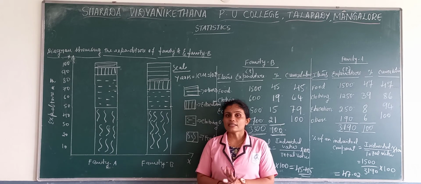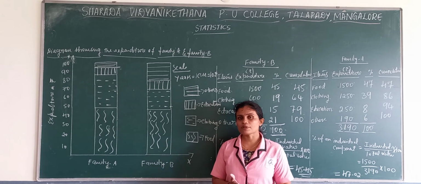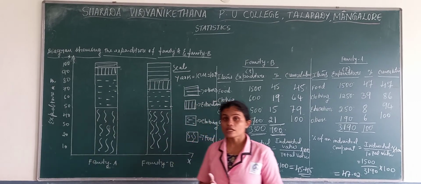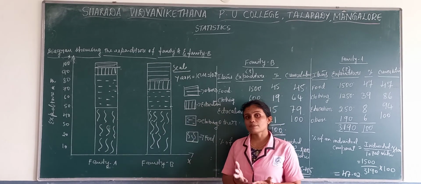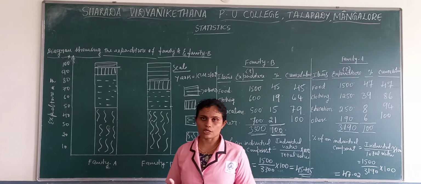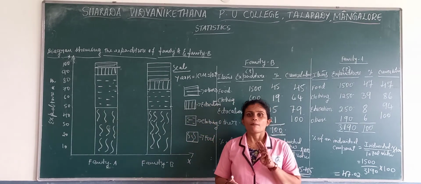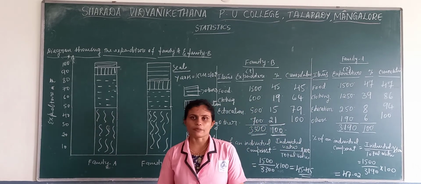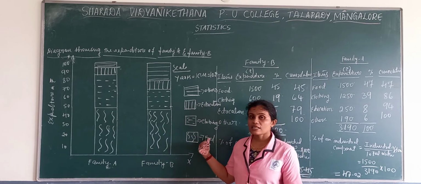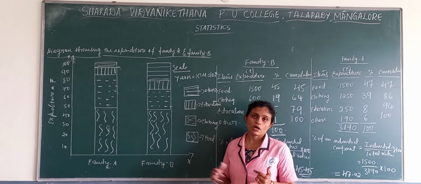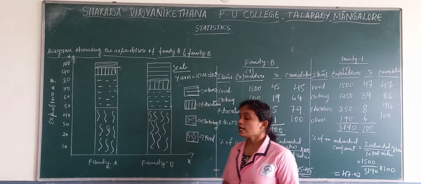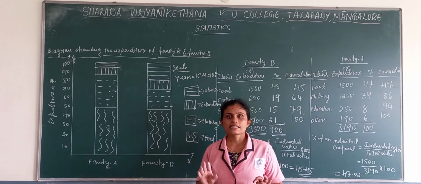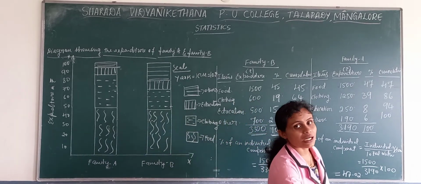As I said, there are different types of diagrams: one dimensional, two dimensional, three dimensional, then pictograms and cartograms. But as per your syllabus, you are going to study one dimensional and two dimensional diagrams. One dimensional diagram is what we have studied till now. Simple bar diagram, where we draw simple rectangular bars of equal width.